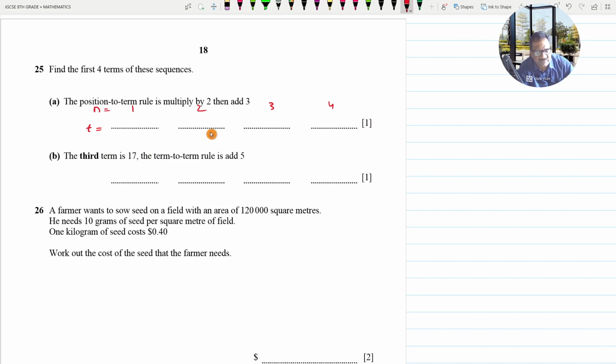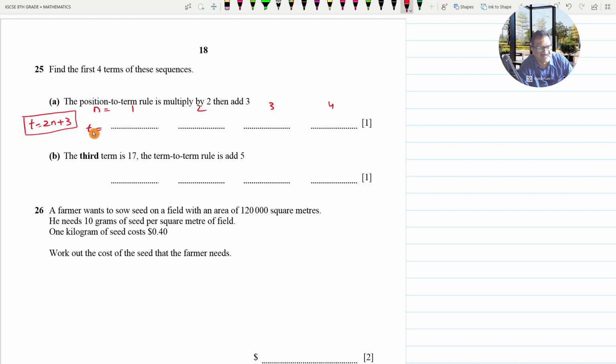You have to find out the term, and the relation between the position and the term, that is n and t, is given here. Multiply by 2 and add 3, so t will be equal to multiplying n by 2 and then adding 3. So 2n plus 3. This is the general formula for this sequence: t is equal to 2n plus 3.